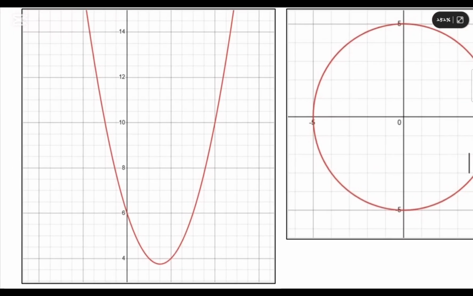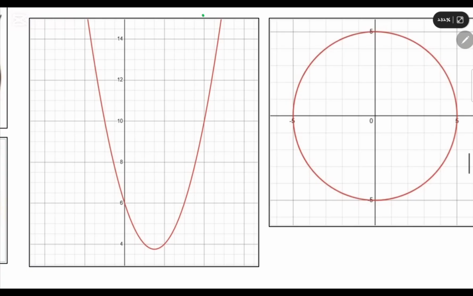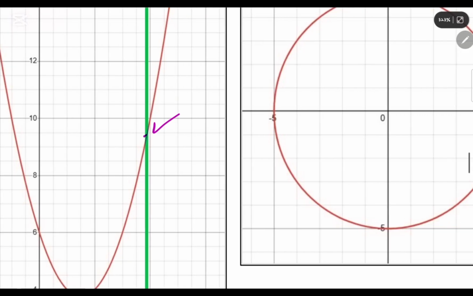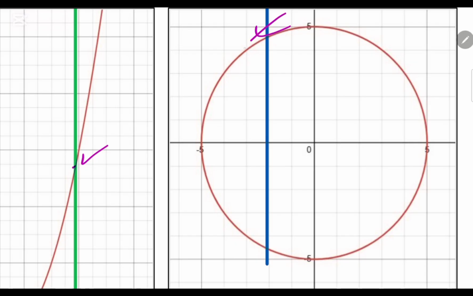Let's test it out. Now for a graph like this, we use the vertical line test. Literally draw a vertical line down. It only intersects with the graph once. Therefore, it is a function. For a circle, let's try it. Vertical line through the graph. It does not intersect once. It actually intersects twice, one here, one here. Therefore, it's not a function.